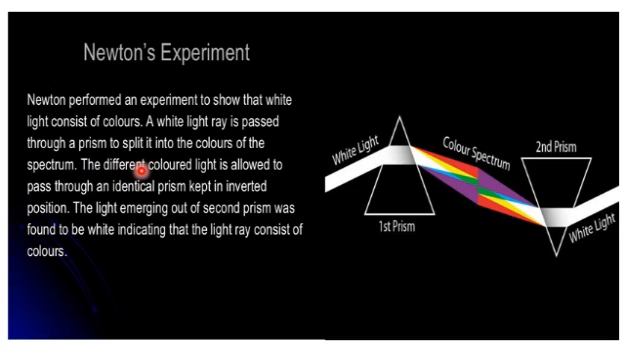The different colored light is allowed to pass through an identical prism kept in an inverted position. You can see here the inverted position of the second prism. Then all these lights pass through this inverted second prism. The light emerging out of the second prism was found to be white, indicating that the light ray consists of 7 colors.